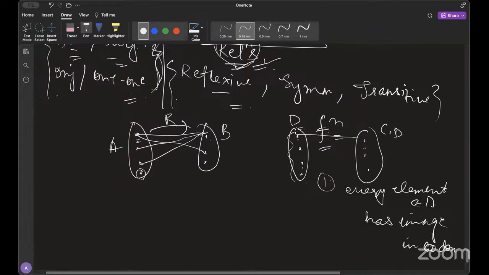And then the second condition is that every element has only one image. That means if you map this to this element, then you cannot map this thing to another element. But you can do that in a relation. In a relation, you can map an element to two elements, this one and this one. But a function has restrictions, right? You have to make sure that every element has an image and every element has one image only. It cannot have two images. Is that fine?